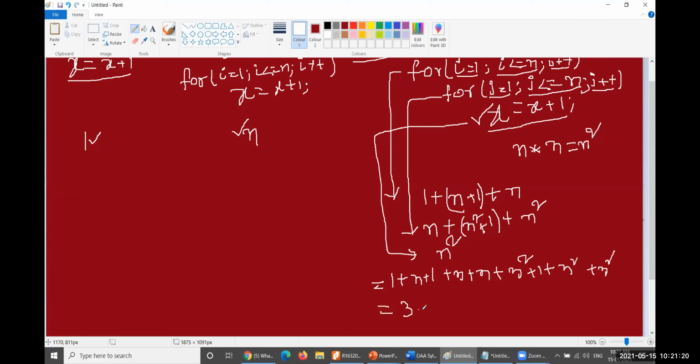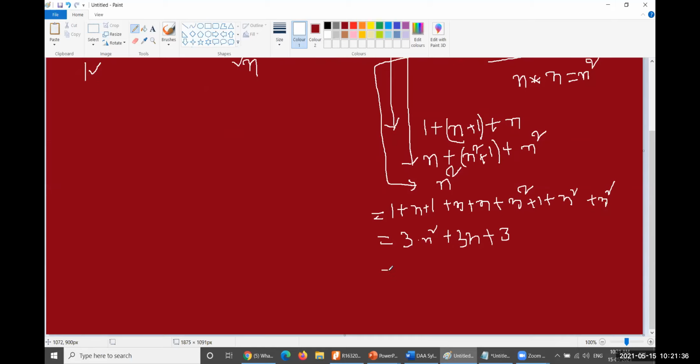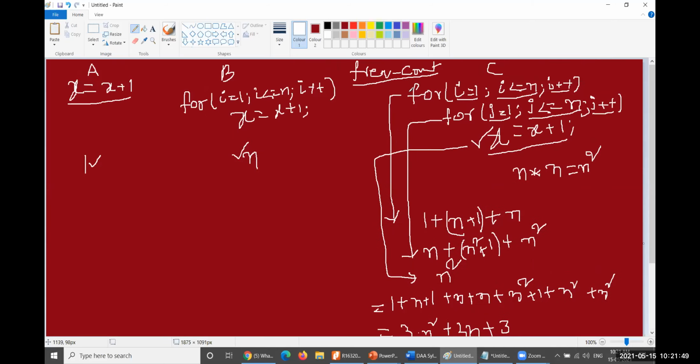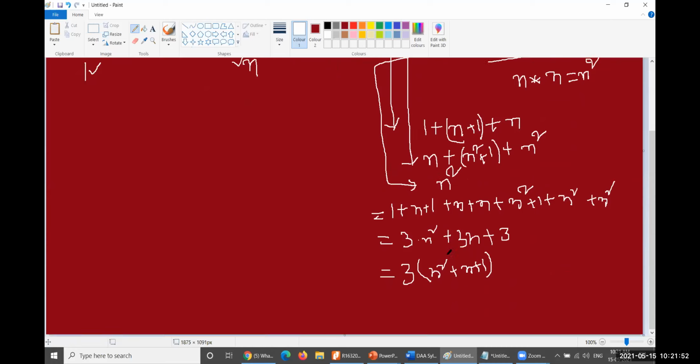That is 3 into n square plus. How many n's are there? 1, 2, 3. Three n's are there, so 3n plus. How many ones are there? 1, 2, and then 3. So as a result, it could be 3 into n square plus n plus 1. This is the frequency count complexity for this particular problem: 3 into n square plus n plus 1. This is the total frequency count here.